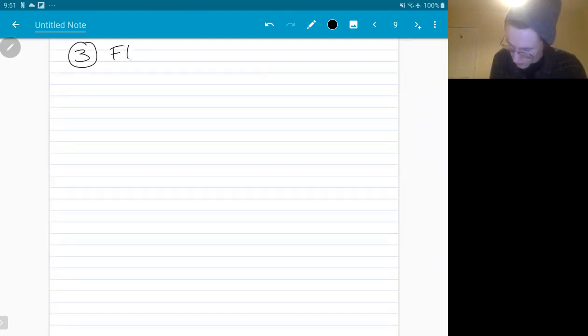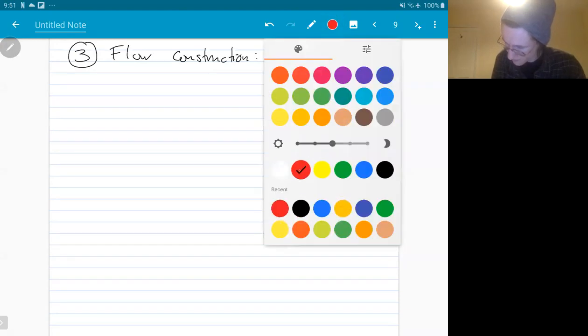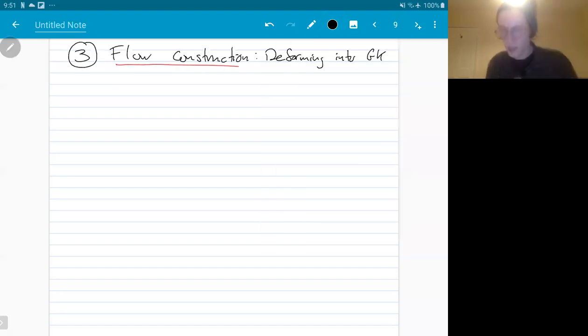Okay, so this is the flow construction, which is about deforming into GK. This both gives methods for taking a generalized scalar structure and deforming it, or taking just a holomorphic Poisson structure and deforming it into a generalized scalar, or taking a scalar and deforming it into a generalized scalar. So it's quite general, and it was mainly developed by Hitchin and Marco.